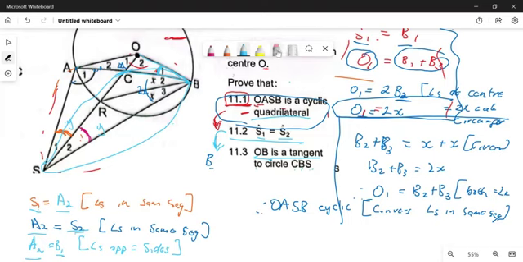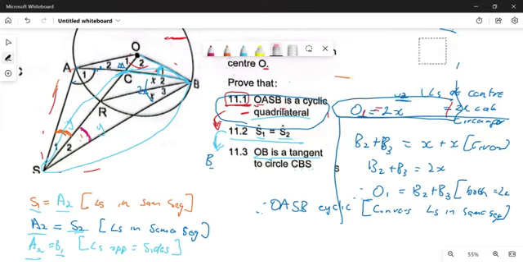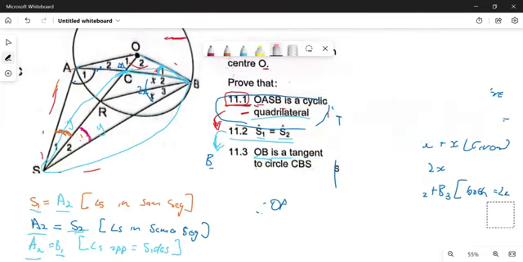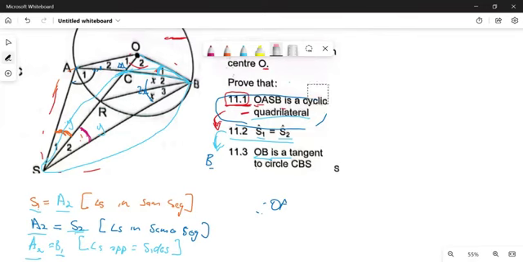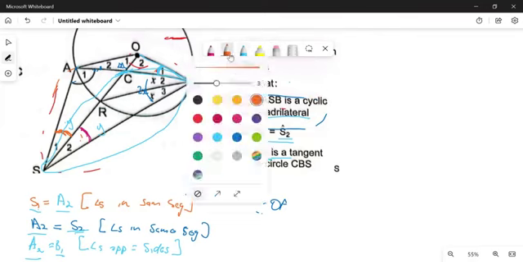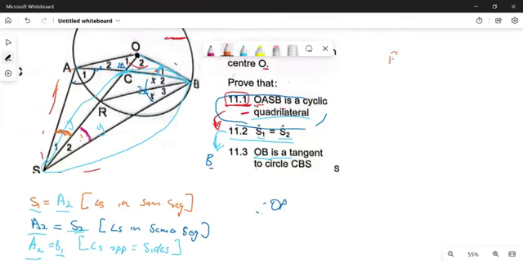What we are required to prove, let me erase this one because we've already proven it, is that B1 is equal to the angle subtended by BC. Which angle is going to be subtended by BC? If we take the blue circle, it's S2. So if we can prove that B1 is equal to S2, then we are done.